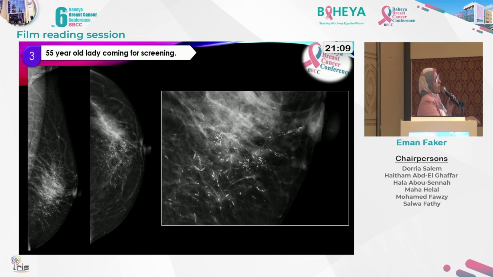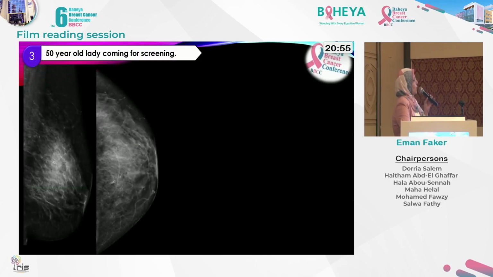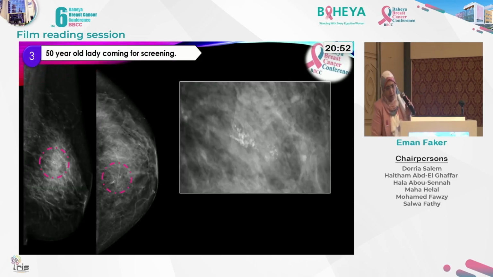Reaching to the nipple, and there is a cluster of microcalcifications, coarse, heterogeneous, and pleomorphic. This is a typical appearance of malignant microcalcification. This is another case, also a 50-year-old lady. We can see here a focal area of microcalcification, which also shows a linear distribution, mainly amorphous in shape, and this is also a typical appearance of malignant microcalcification.